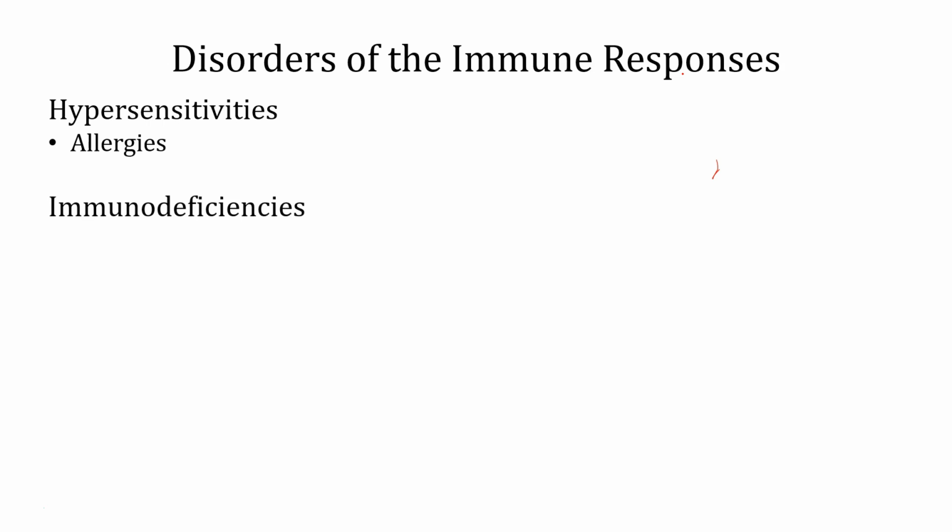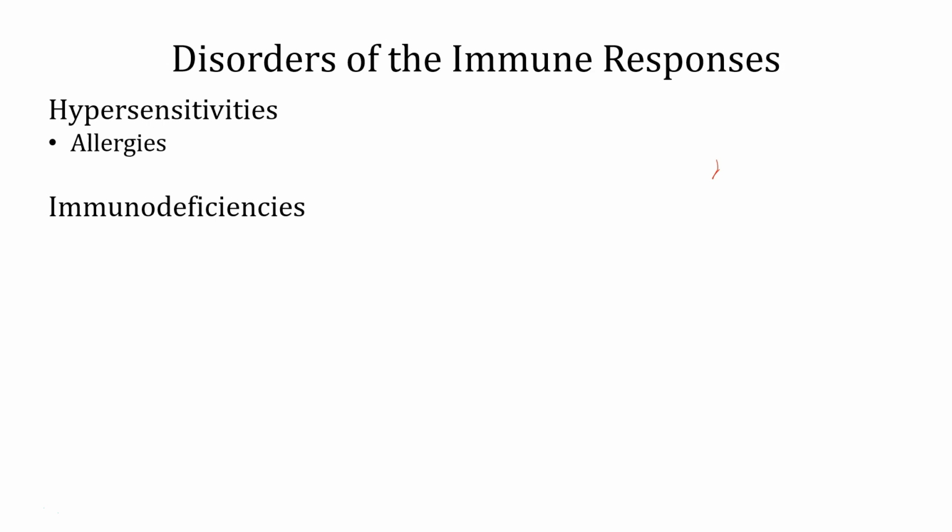Okay, the last thing to talk about is disorders of the immune system or immune responses. Sometimes there can be hypersensitivities, meaning that the immune system is too robust, too vigorous. An example here is allergies. Some people have allergies to different foods, and that's a case where the immune system is attacking things that aren't necessarily bad, so the immune system is a little too hypersensitive. There's a whole bunch of different allergies out there, so we won't spend a whole lot of time talking about all the different kinds.